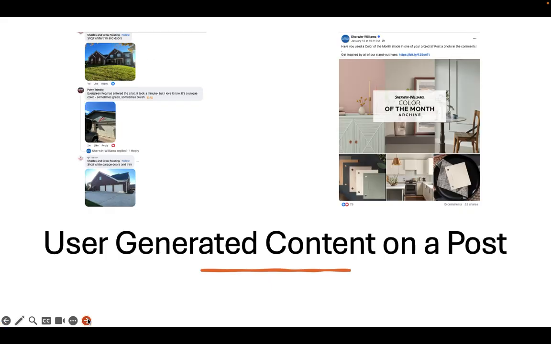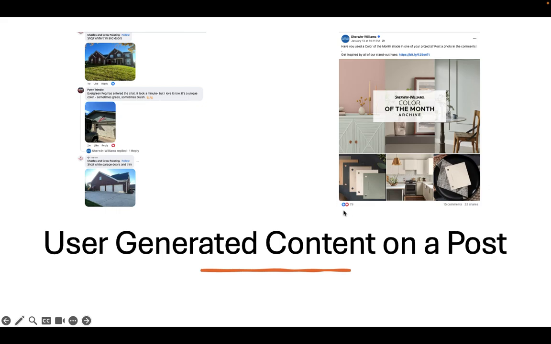They also use user-generated content on their Facebook page. Here on their Facebook page, they put up this post, which says, have you used a Color of the Month shade in one of your projects? Post a photo in the comments. And then there were 15 comments and 33 shares, which is very, very encouraging for them.